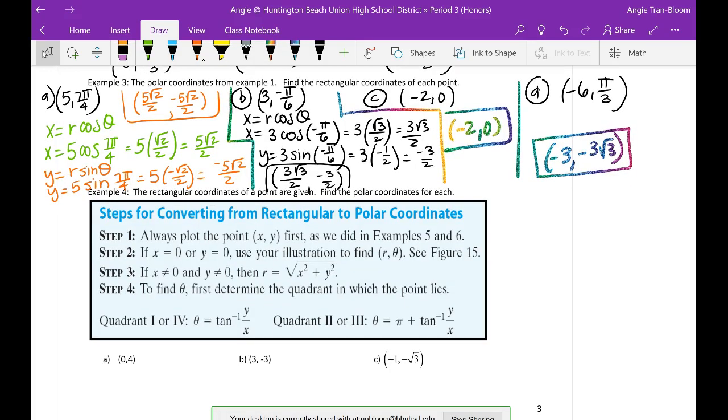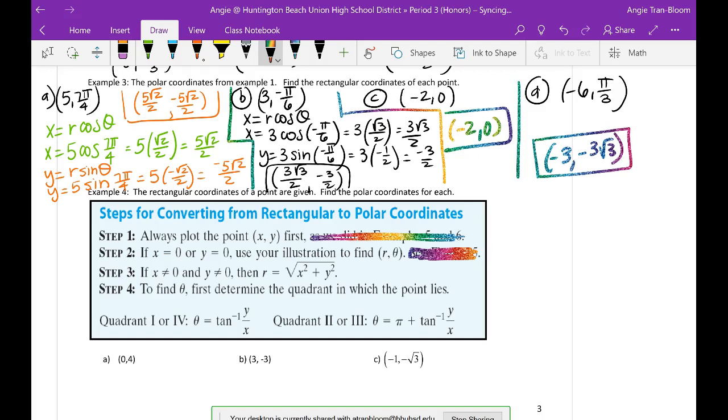Example quattro. The rectangular coordinates of a point are given to us. Find the polar coordinates of each. Let's read the steps first. Steps for converting from rectangular to polar coordinates. Ryan, help me read step 1, please. Always plot the point x, y first, as we did in examples 5 and 6. Well, we did not do examples 5 and 6 yet, so cross that out. And we're going to cross out figure 15. I did not give you a figure. We're going to draw it ourselves, okay?